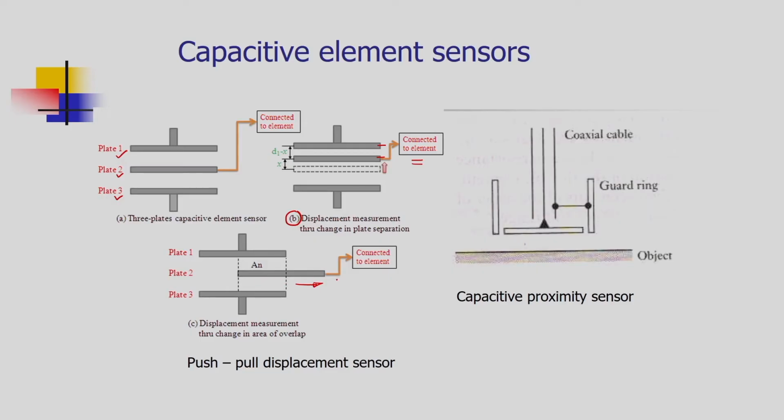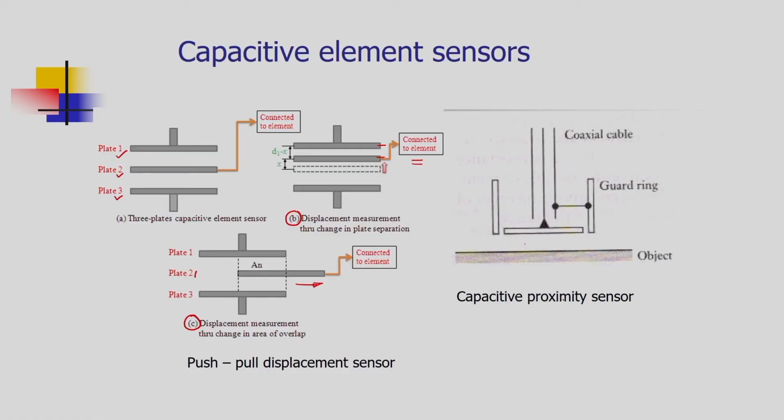When the plate is moving in a lateral way, you can see the area of overlap is changing. In this case, the complete area of plate 2 is overlapped by plate 1 and plate 3. However, in this figure you can see only half the area is overlapped with plate 1 and plate 3. So, naturally there is a decrease in capacitance. The decrease in capacitance can directly be calibrated to the displacement.